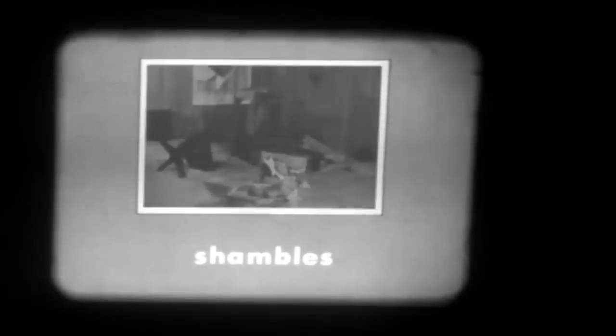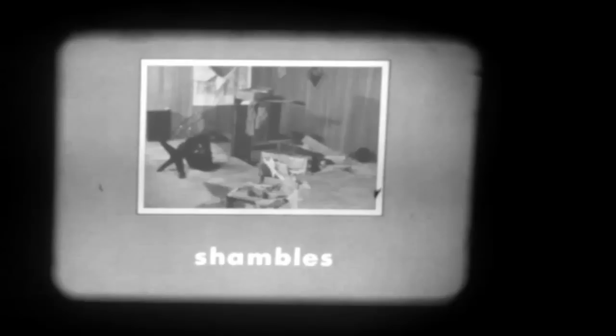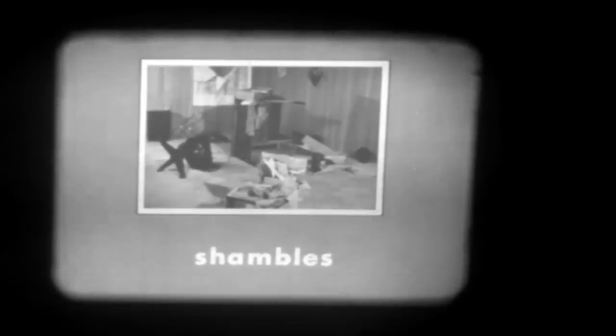Not only do words of our language change in spelling and pronunciation, but they may also change in meaning. For example, when you think of the word shambles, a picture of destruction probably comes to your mind. Someone has made a shambles of this room.